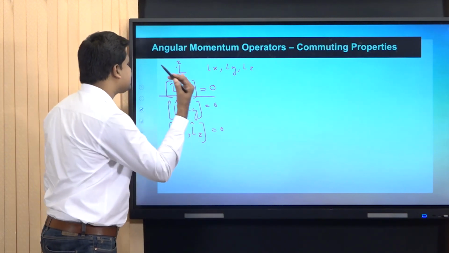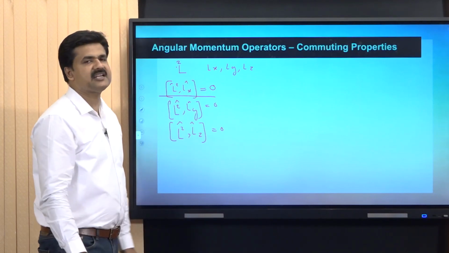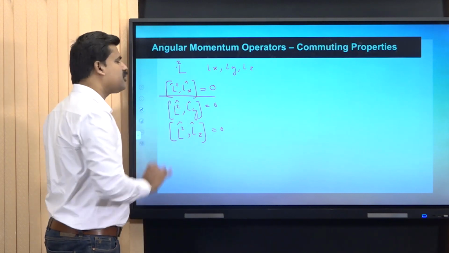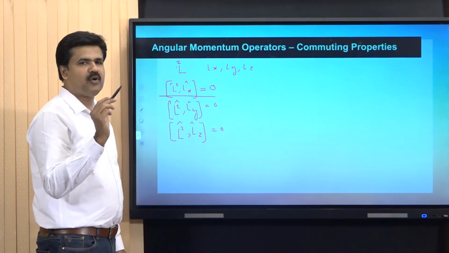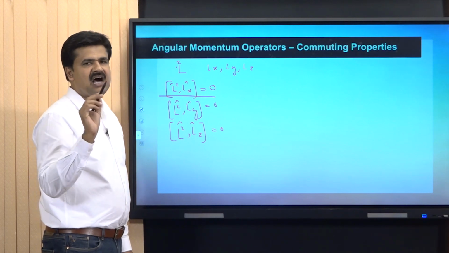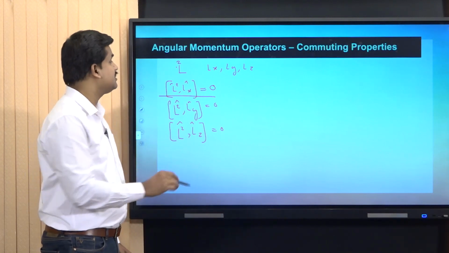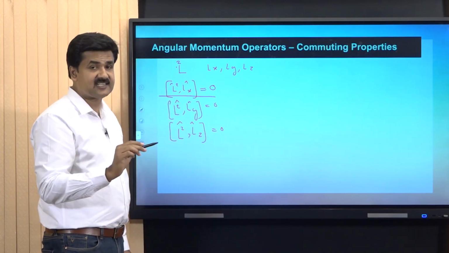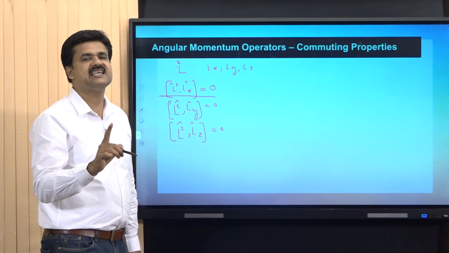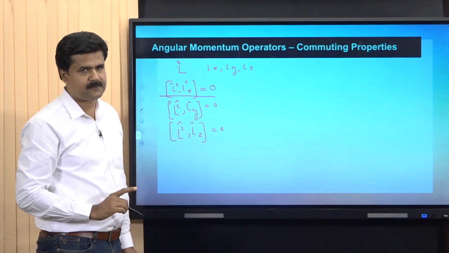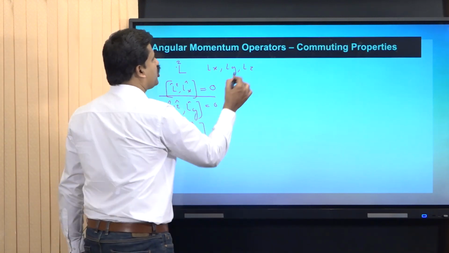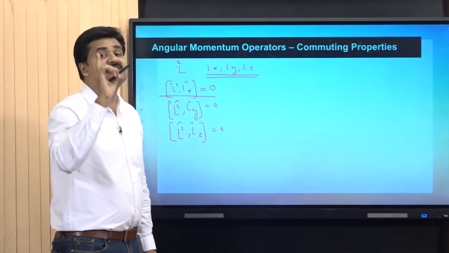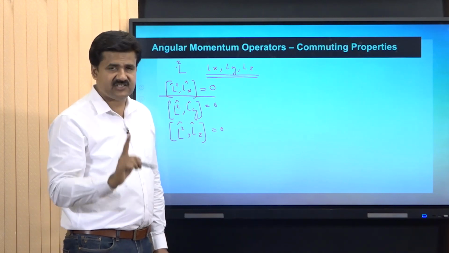What is the meaning of this? The commutator of L square hat and Lx hat is equal to 0. What is the implication? The implication is that the square of the angular momentum operator and the component operator along the x direction commute with each other. That means the properties, the square of the total angular momentum and the component along the x direction, can be simultaneously and precisely determined.